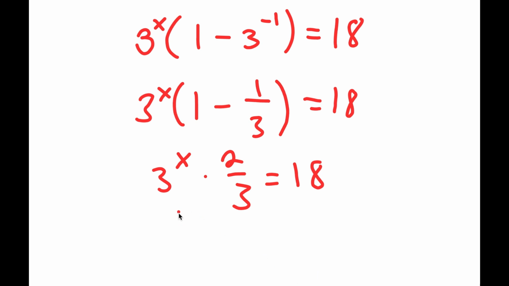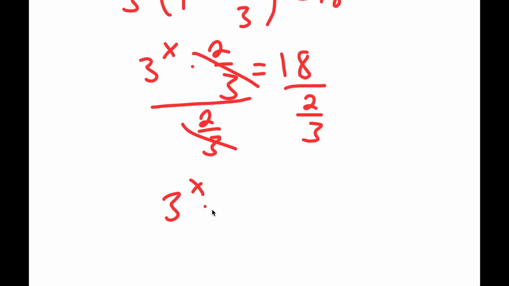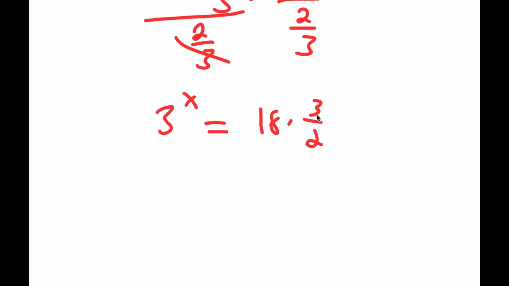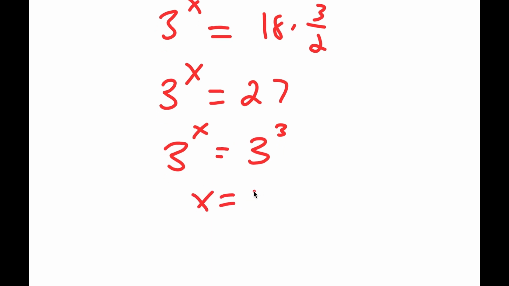Now I'm going to divide both sides by 2/3. And dividing by 2/3, that's the same thing as multiplying by 3/2. So I have 18 times 3/2. And 18 times 3 is 54. 54 divided by 2 is 27. So I have 3^x is equal to 27. And 27 is the same thing as 3^3. So I have 3^x is equal to 3^3, meaning x is equal to 3.